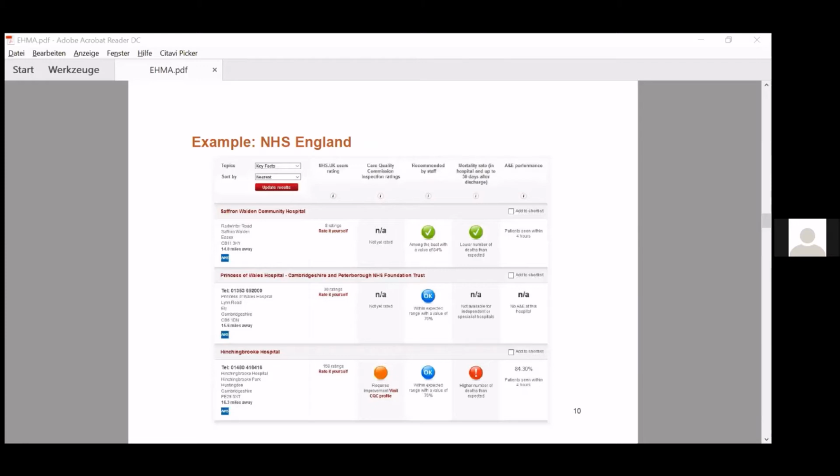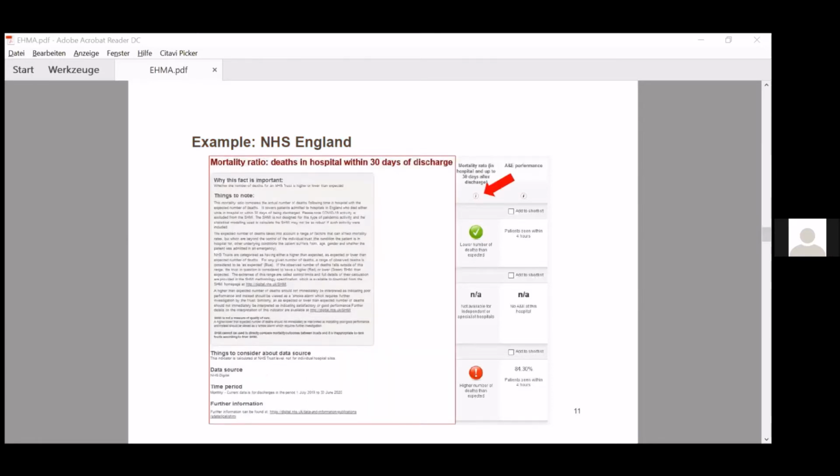What you see here are some results from the Care Quality Commission inspection. We see some recommendation indicators, and we see a very important indicator also, which is the mortality rate. And at least a good public reporting system also explains what they do. And this is also the case with the NHS England example.